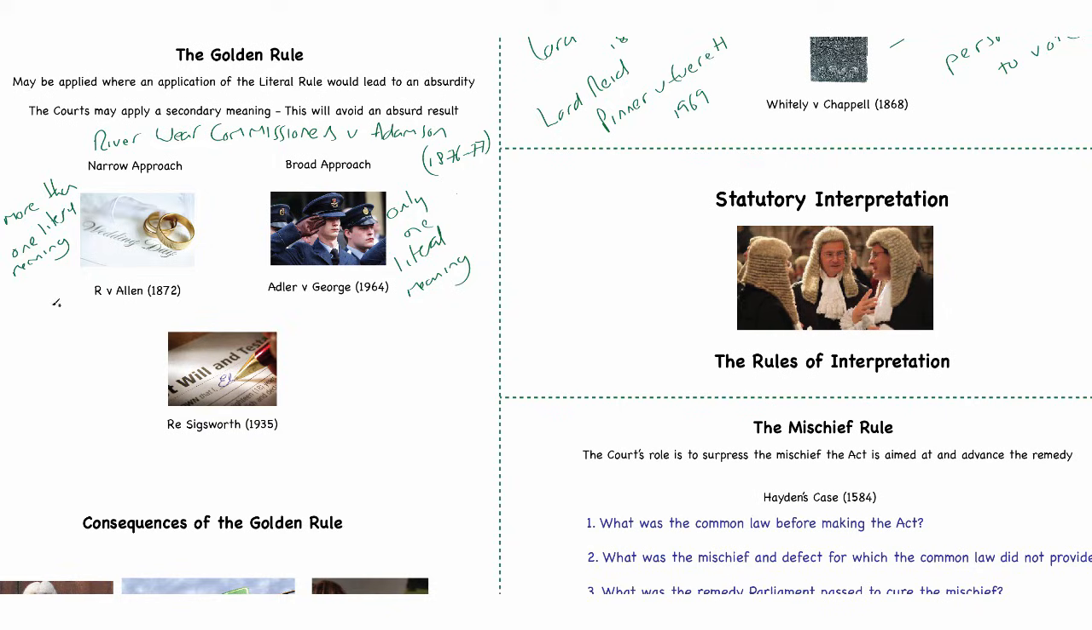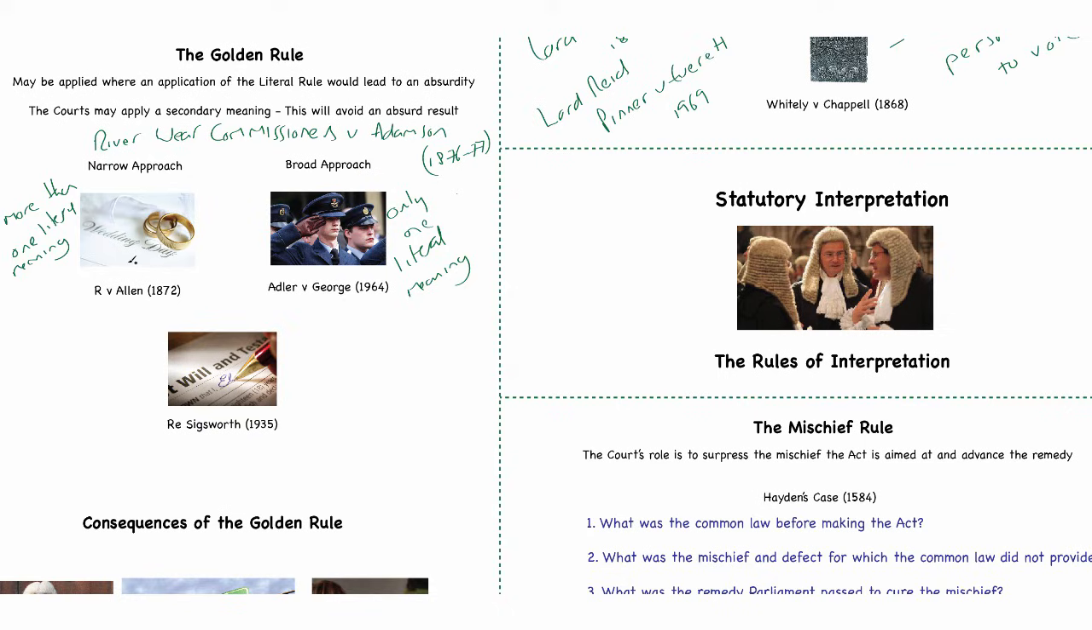So under the literal interpretation, the offence would be impossible to commit since civil law would not recognise a second marriage, and any attempt to marry in such circumstances would not be recognised as a valid marriage. And if it wouldn't be recognised as a valid marriage, then you can't be married twice. So through the golden rule, the court applied that the word marry should be interpreted as to go through a marriage ceremony.